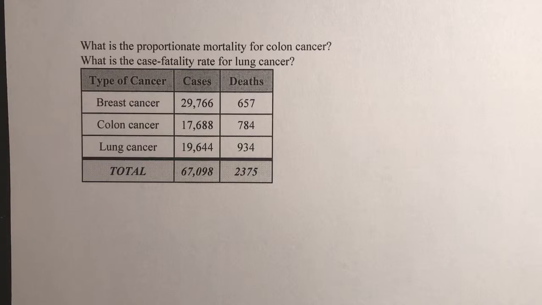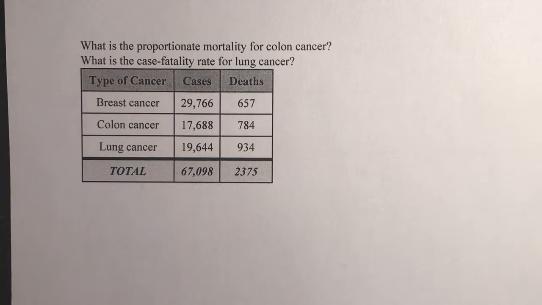All right, we're going to take a look at two measures that are commonly used in epidemiology and are also commonly confused for one another, and that's proportionate mortality and case fatality rate. First we're going to look at the proportionate mortality for colon cancer, and then we're going to calculate the case fatality rate for lung cancer. What we really want to pay attention to is the denominator in each of these equations.